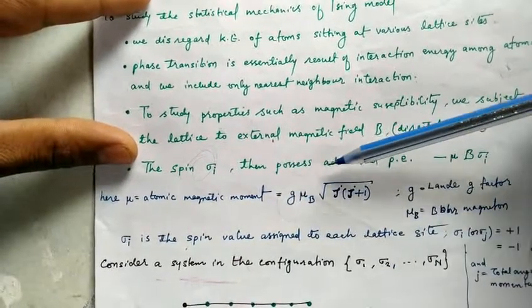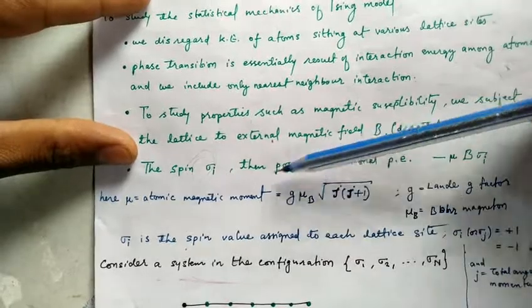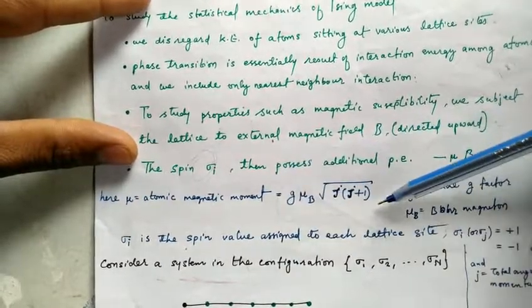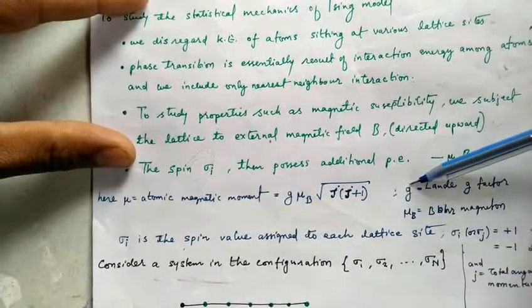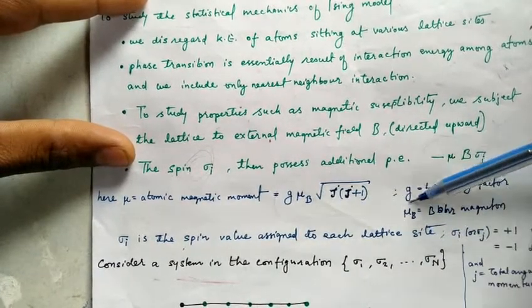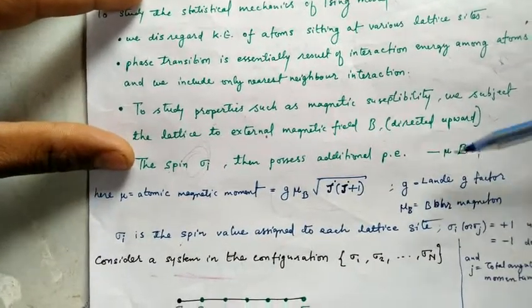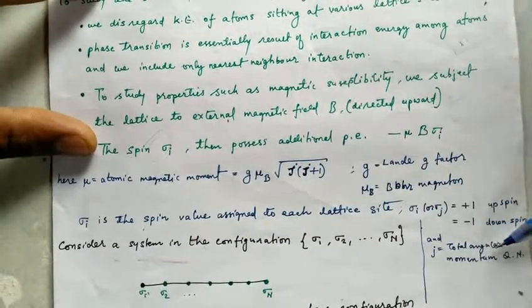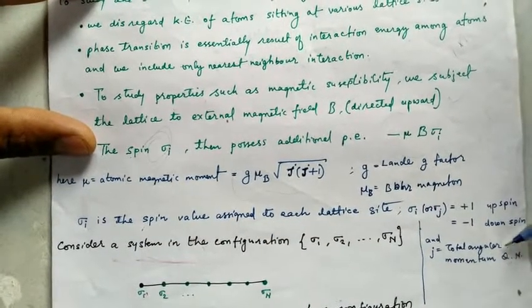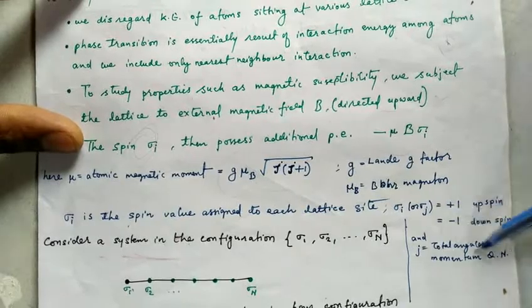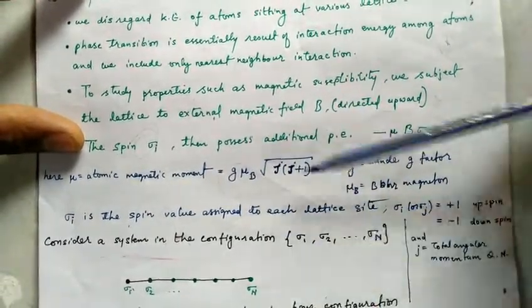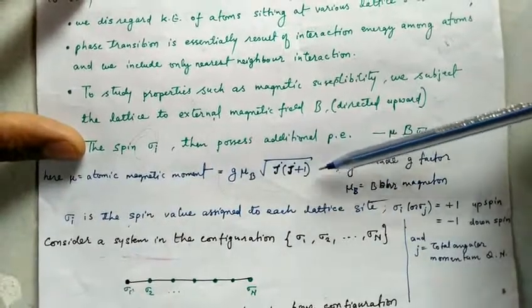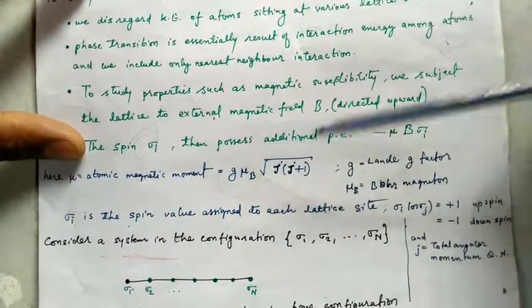Don't worry if you are unaware of this formula, because it comes from quantum mechanics. In this formula, g is the Landé g-factor, mu_B is the Bohr magneton, and J is the total angular momentum that comes from quantum mechanics. Don't worry much about this, because we don't need it in much detail to develop our theory. You can only keep this fact in mind.